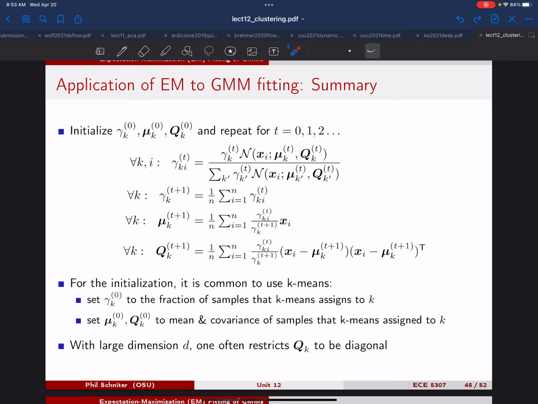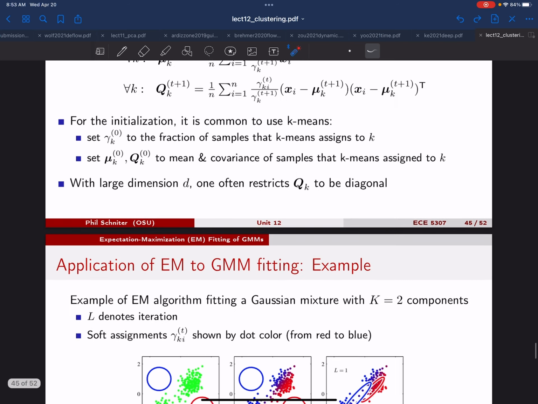So that's essentially how it goes. Computationally, if you have a large feature dimension D, you have D squared parameters in here. That might be too many, too computational. So often people restrict this to be a diagonal matrix just to save on computation. Then there's only D parameters that you have to compute instead of D squared. So that's a common trick.